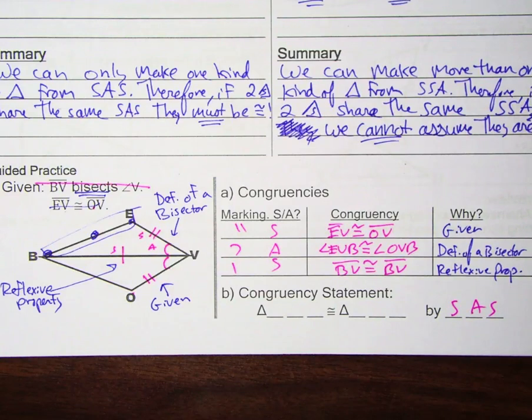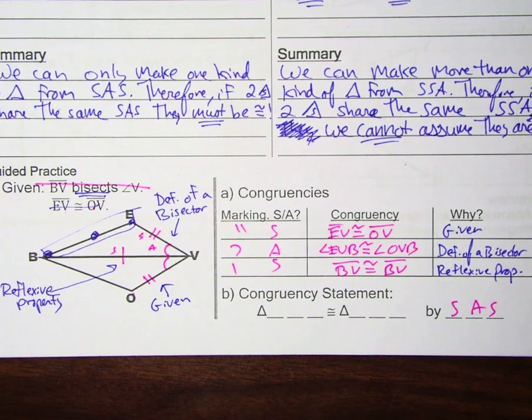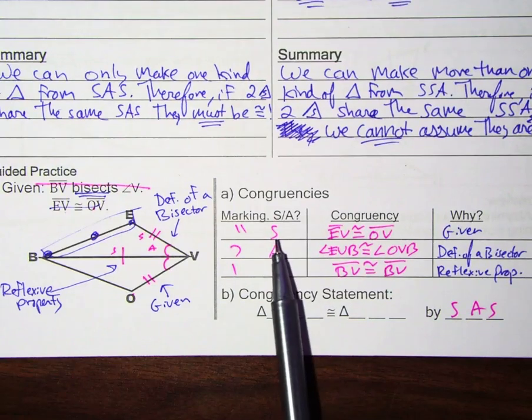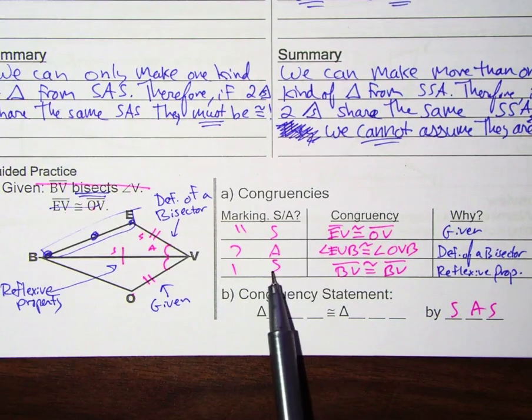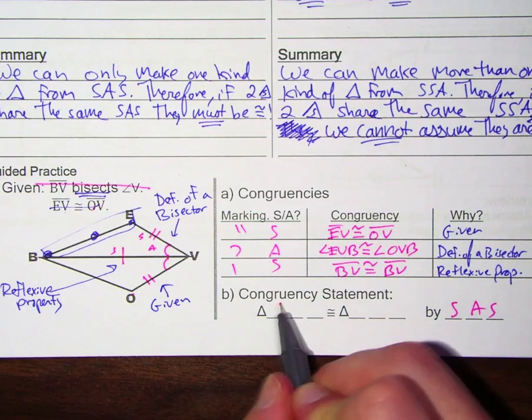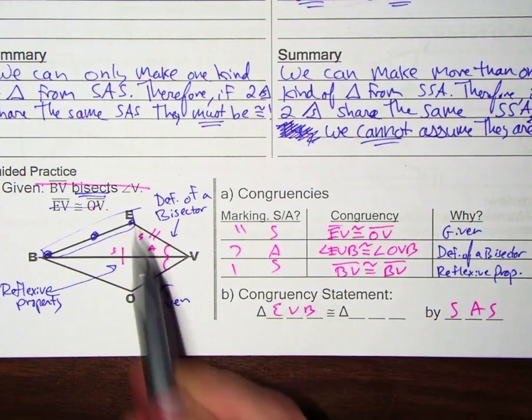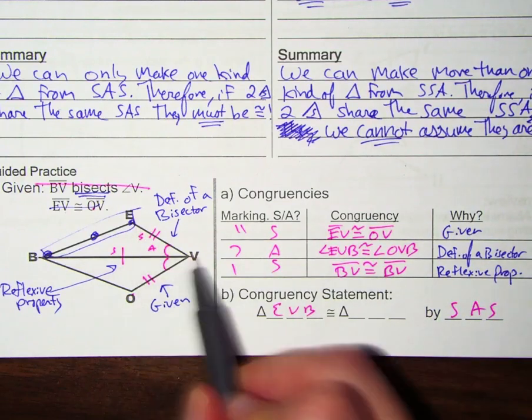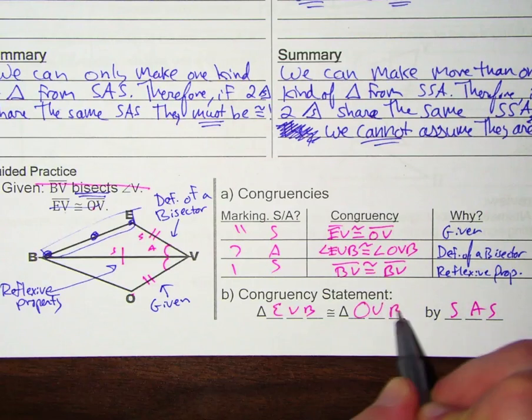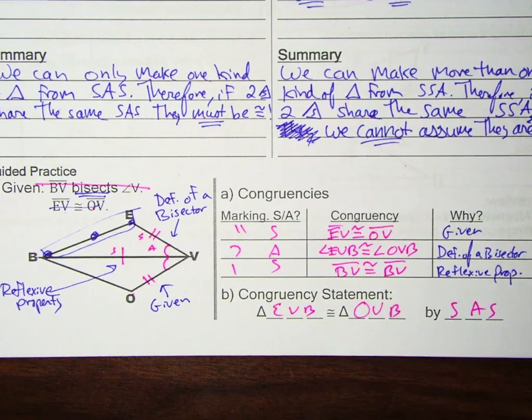The 1 tick. So we know if 2 triangles share a side, an angle, and a side, that they have to be the same triangle because you can only make one kind of triangle from those 3 parts. So if I go ahead and make my statement now, triangle EVB is congruent to triangle OVB. Make sure the parts correspond. Okay, there you go. Good luck.